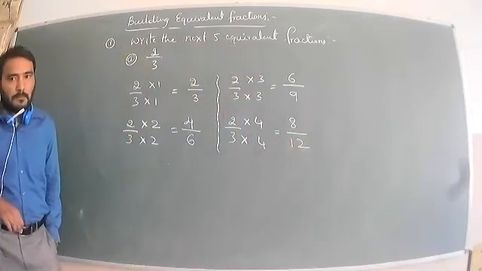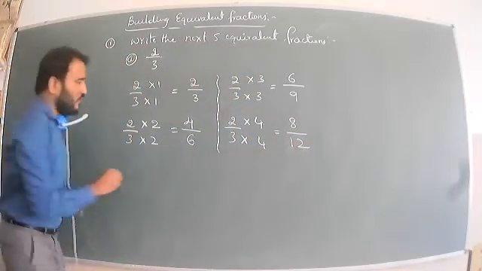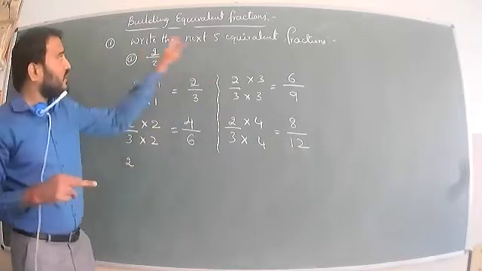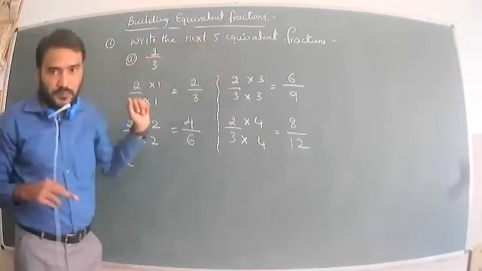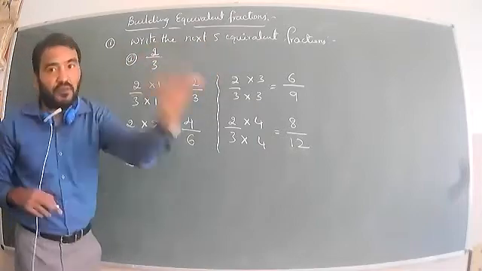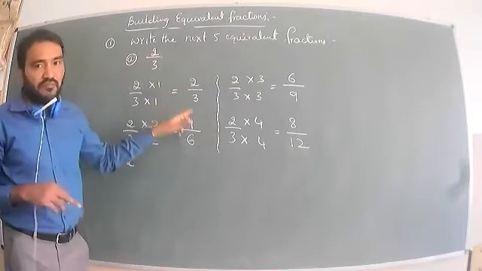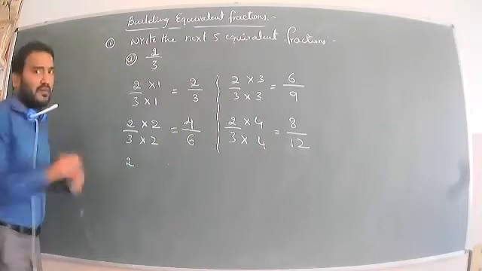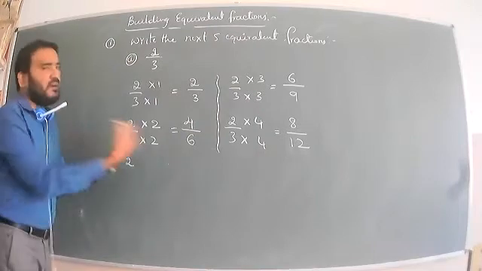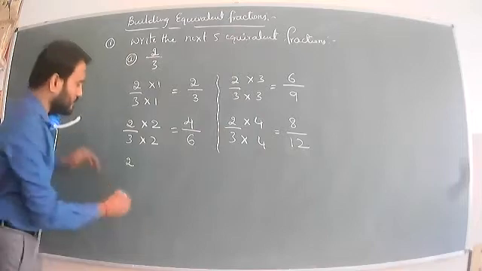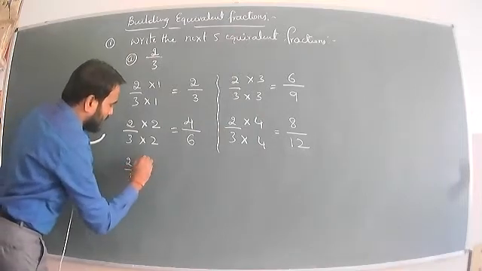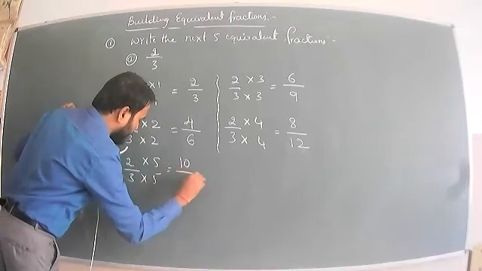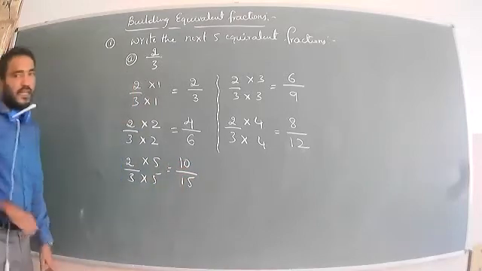Next, finally multiply by 5, because we are asked to write the next 5 equivalent fractions. Using these numbers we write the next 5 equivalent fractions. Okay, you want 6, Guruji? Okay, we can multiply by 6, no problem. But multiplying 2 by 3 by 5: 2 times 5 is 10, 3 times 5 is 15. So these are the equivalent fractions.